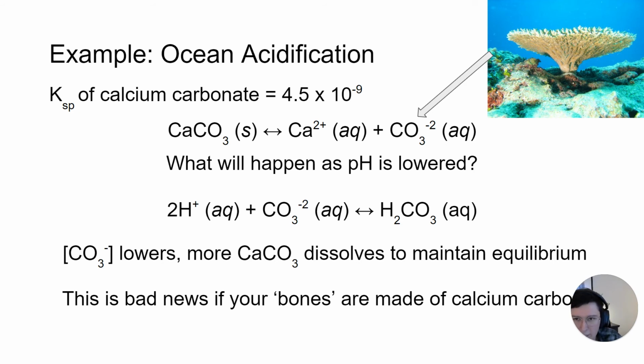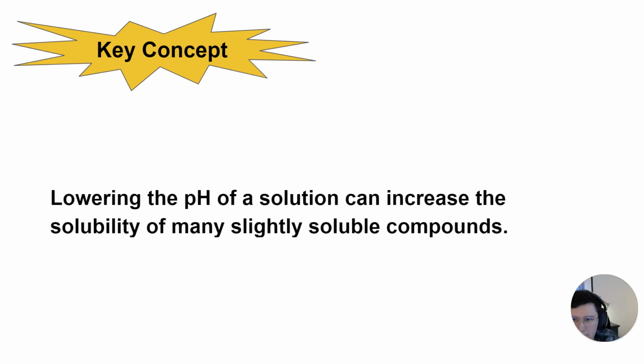So this is a huge danger for oceans moving forward, as we dissolve more and more CO2 into the waters, they become more acidic, and as they become more acidic, calcium carbonate becomes more soluble, and as it becomes more soluble, it becomes harder and harder for these organisms to build their skeletal structure. So the key concept here is lowering the pH of a solution can increase the solubility of many slightly soluble compounds.